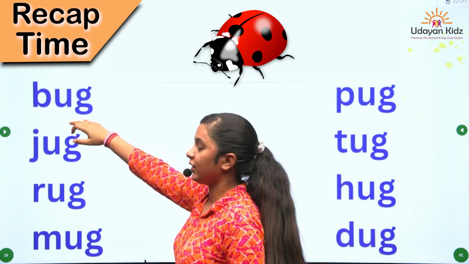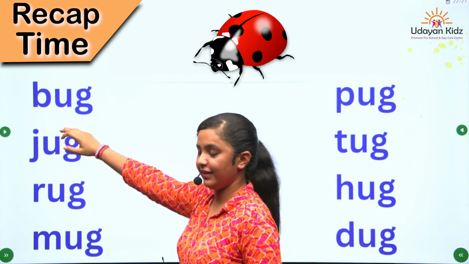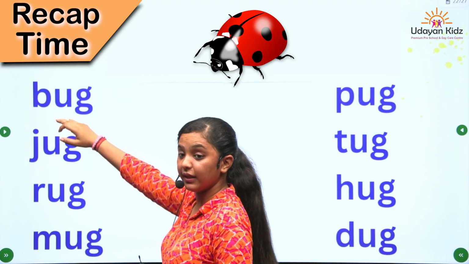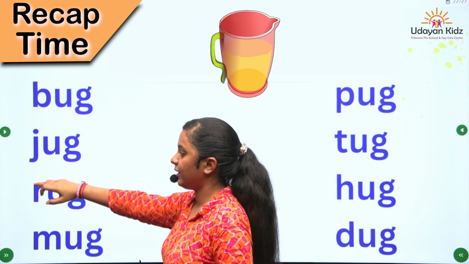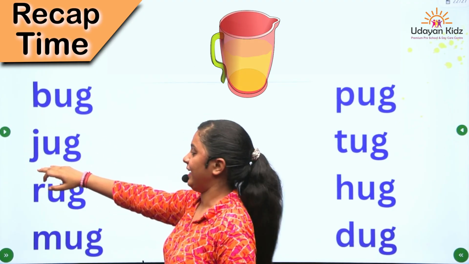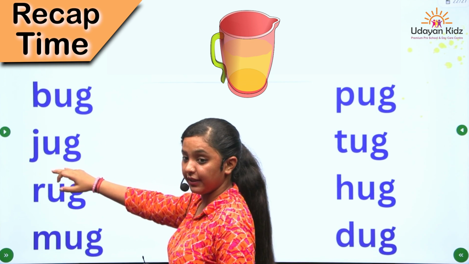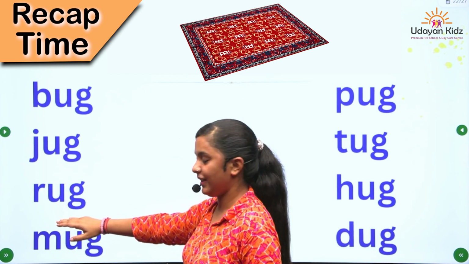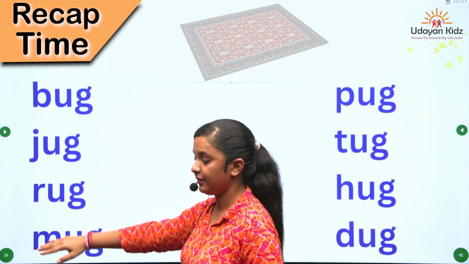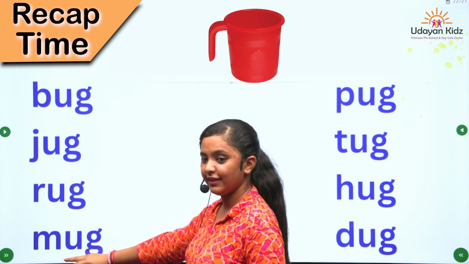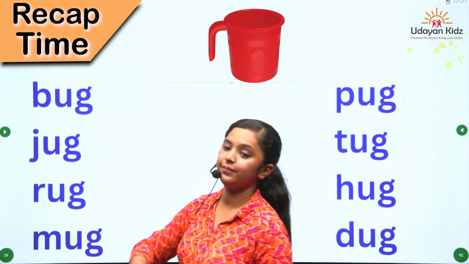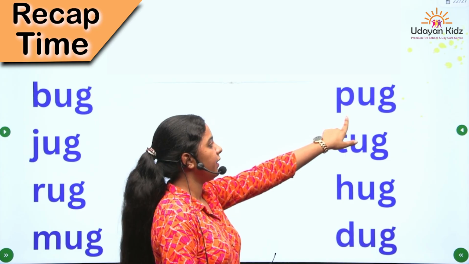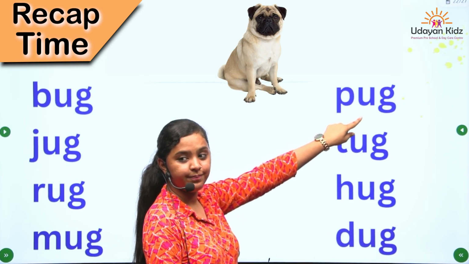Can you read this word? Yes, this is pug. Next word. Yes, you are right. This is jug. This word. Yes, this is rug. Next one. This is mug.